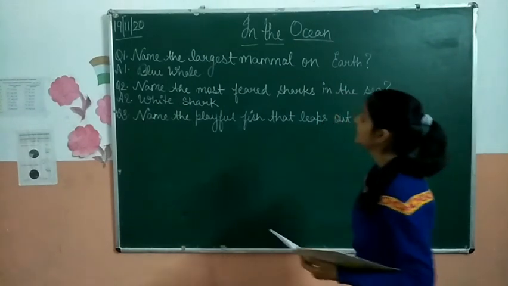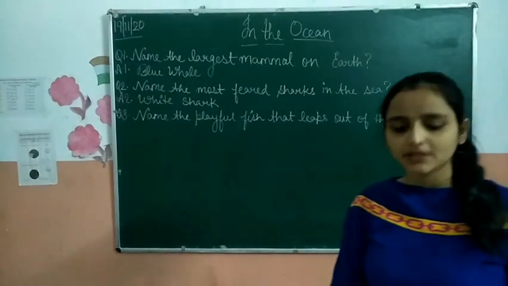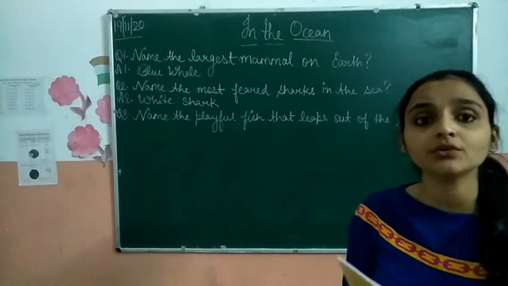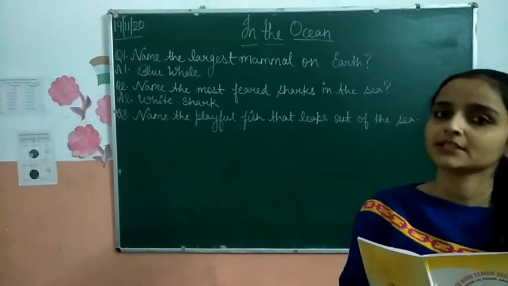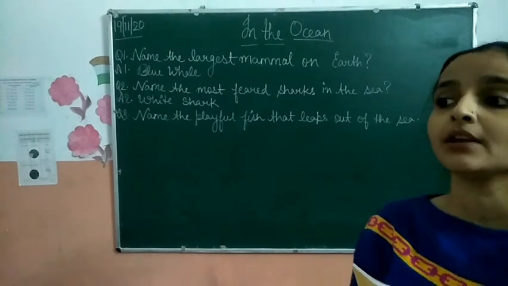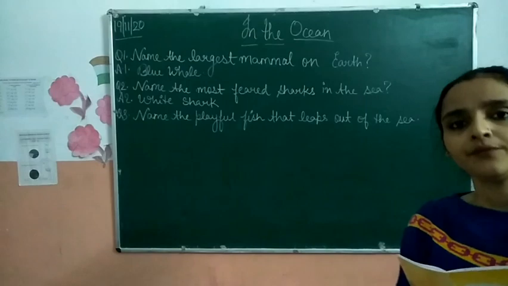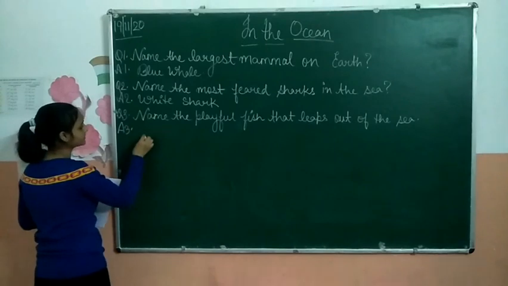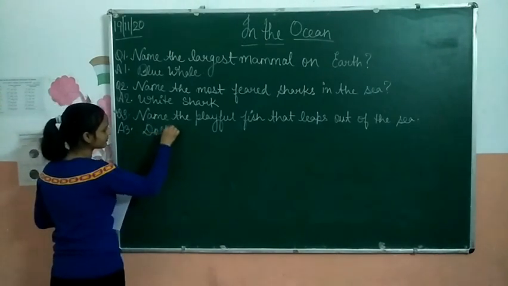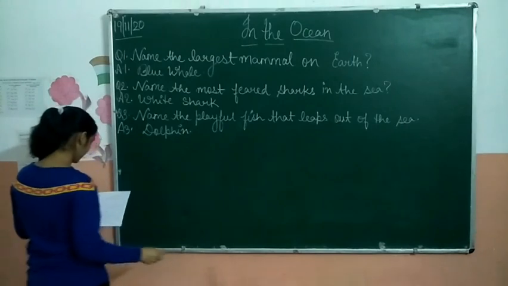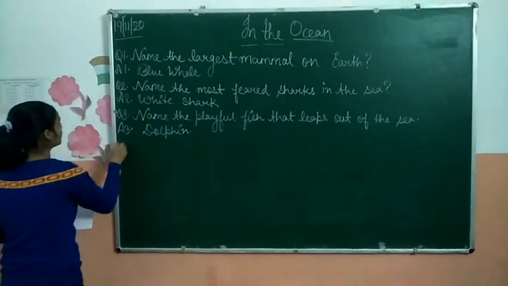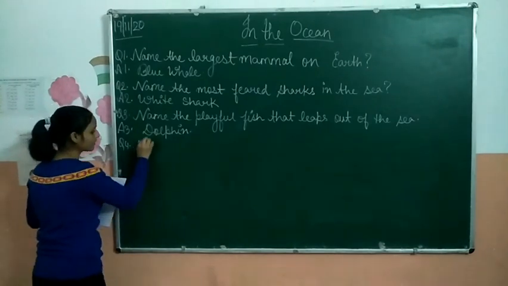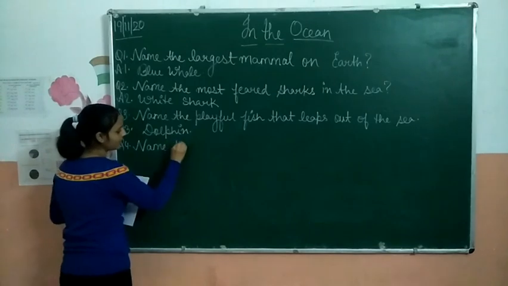Name the playful fish that leaps up the sea. Do you know the playful fish? Who is known as the playful fish? Dolphin. Dolphin is known as the playful fish. Write down: Dolphin. Now, come to question number 4.